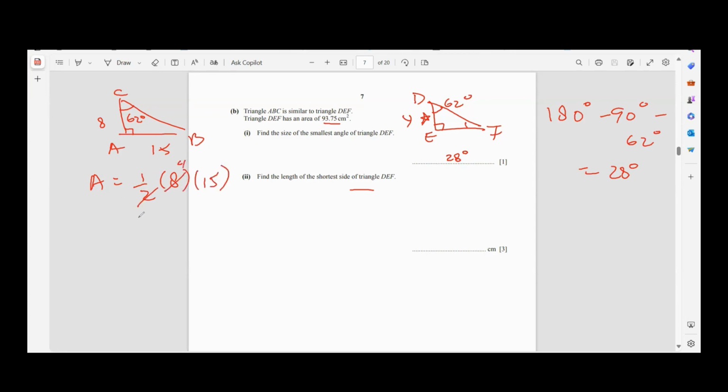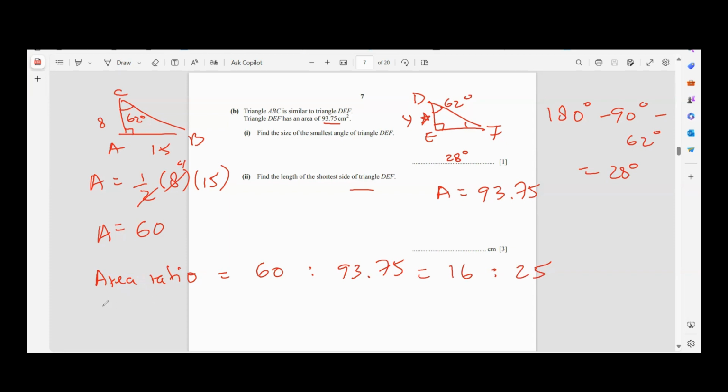This is 60. And then for DEF, we have the area, it is 93.75 centimeters squared. So, okay, let us find the area ratio first. Area ratio equals this 60 over 93.75. So here I will get 60 divided by 93.75. So I got 16 ratio to 25.